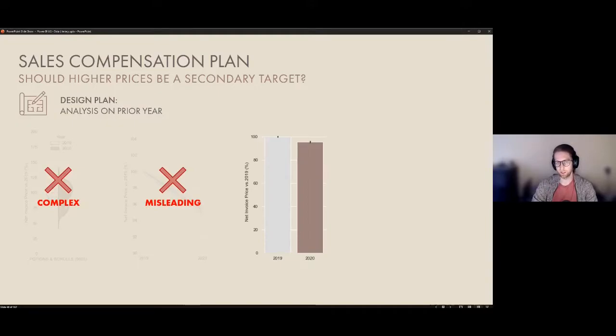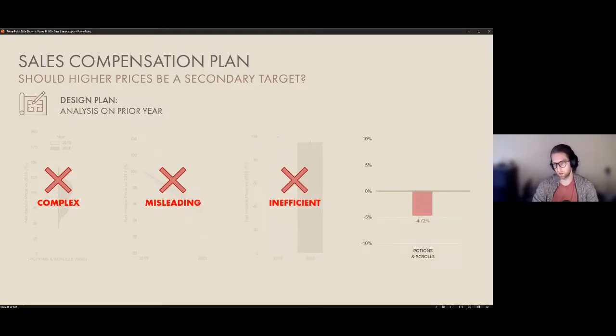Just show the delta, show the difference between this year and last year. Let's just see how it's changed in percent. So this is actually the final result. How our prices have changed is, for our potions and scrolls, it's decreased by about 4.7%. This is, for them, the most effective way at looking at the data.